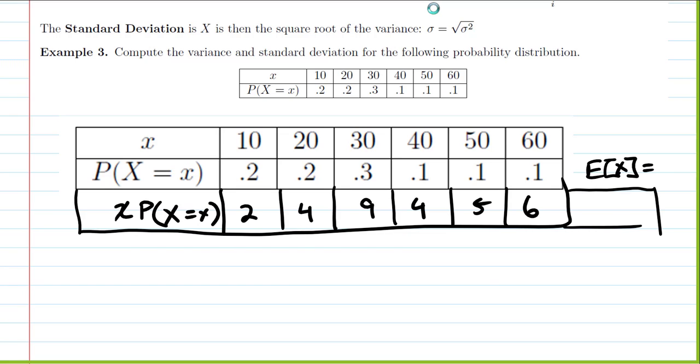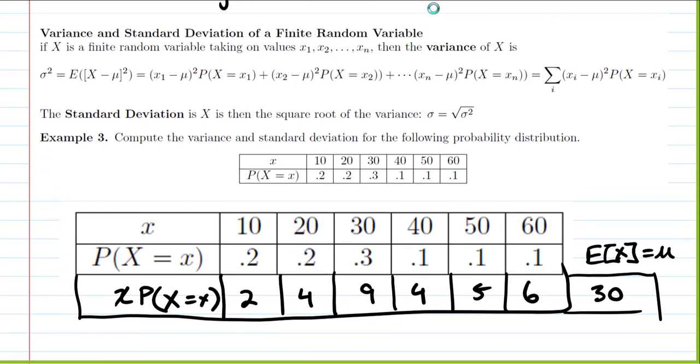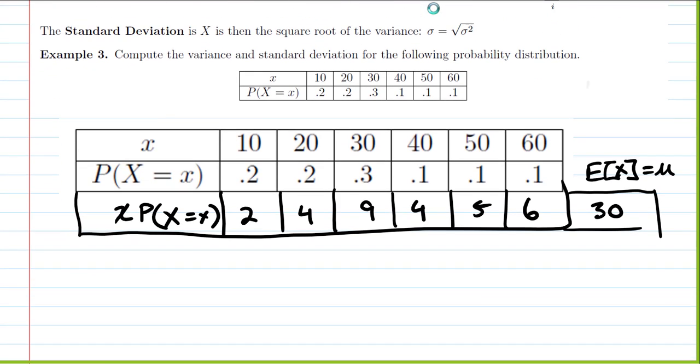So then the expected value, or mu, is the sum of all of those things: 2 plus 4 is 6, 15, 19, 24, and 30. So now we need to keep computing this, so we need to know what x1 minus mu is. Well, we just calculated mu. Mu is 30, right? So we're going to do x sub i minus mu.